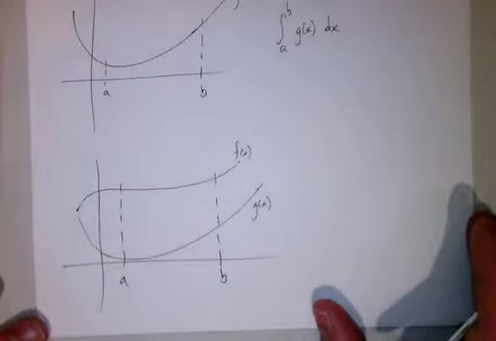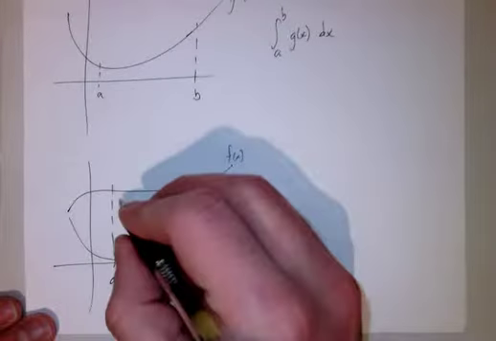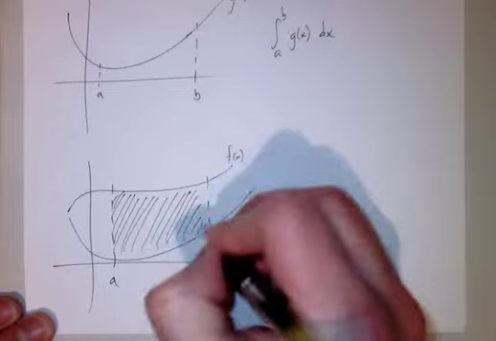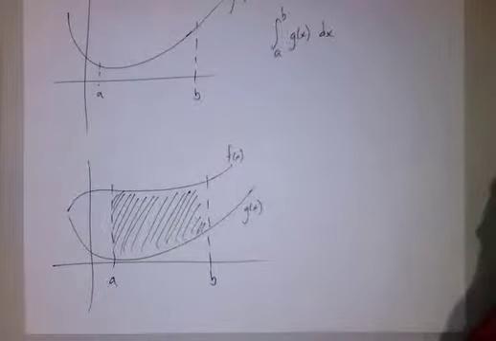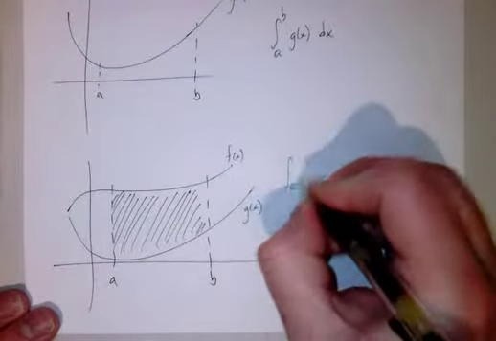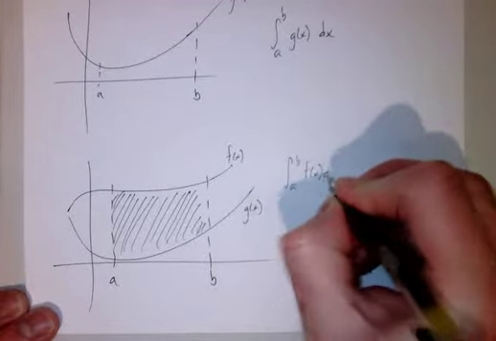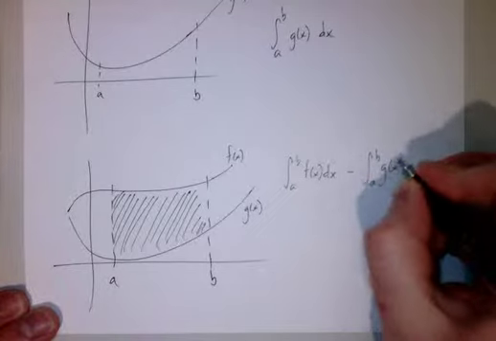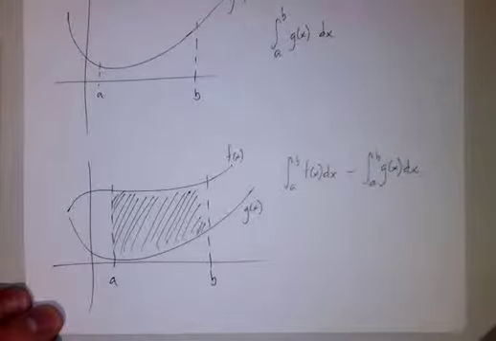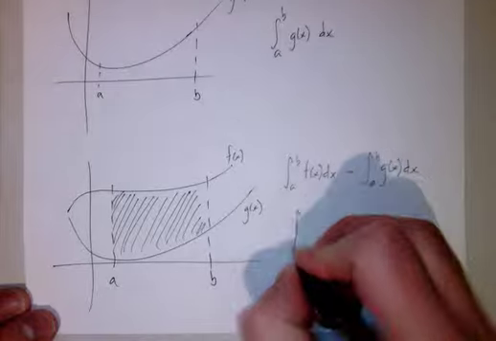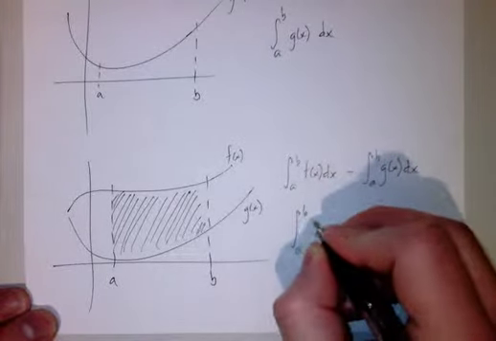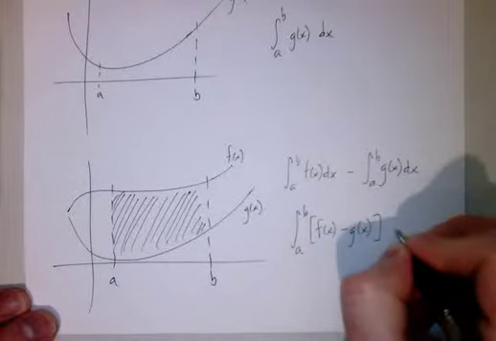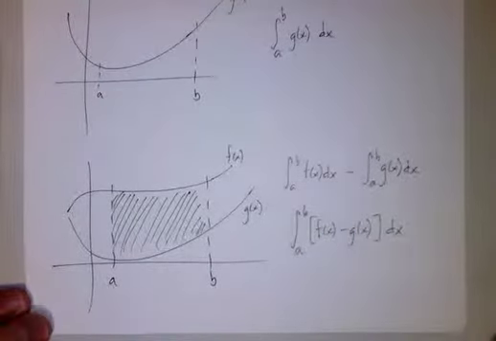Now, if I want to find the area between the curves from a to b, it stands to reason that I would take the larger area, f of x, and then I would just subtract the smaller area, and of course that would give me the difference. But I can just as easily actually do it like this.